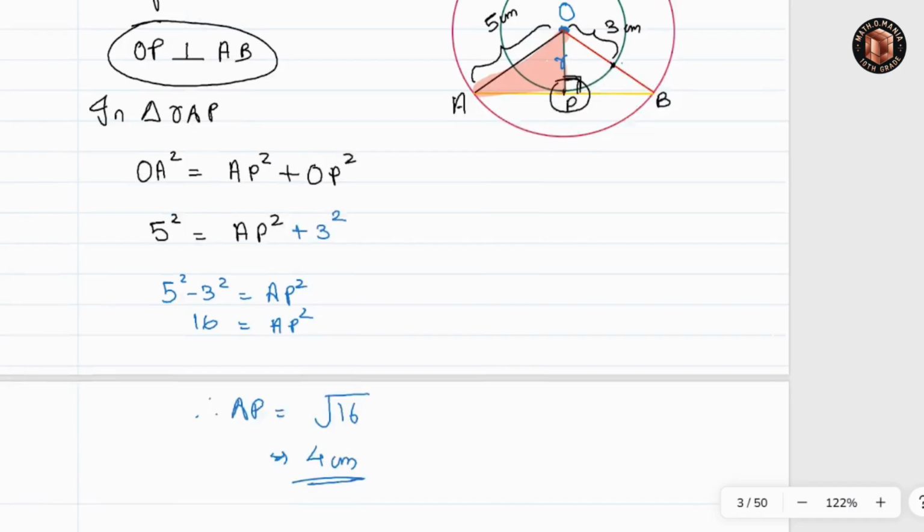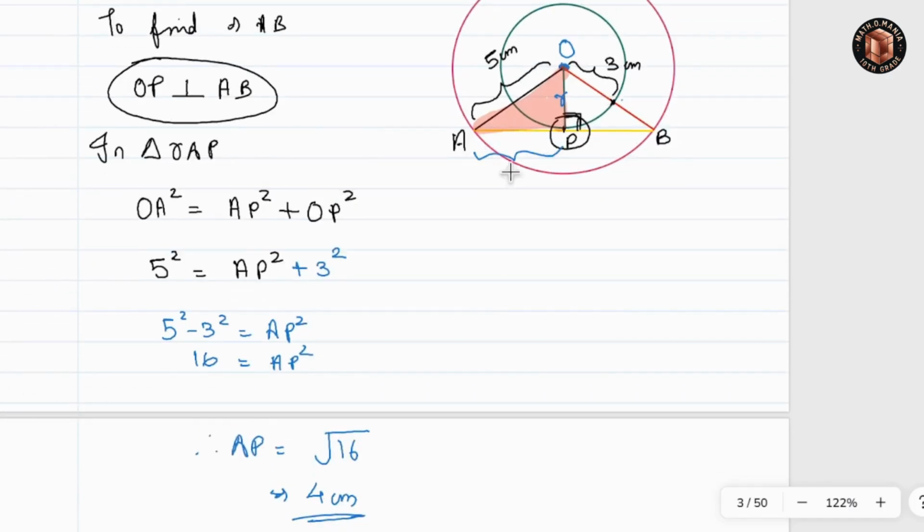So, I got my AP equal to how much? AP, I got it like 4 centimeter. If AP is 4 centimeter, what is AB? Actually, when we draw a perpendicular line from the center to the chord, what will happen? Here AB is the chord of the larger circle and OP is the line drawn from the center. So when this OP touches AB, what will happen?